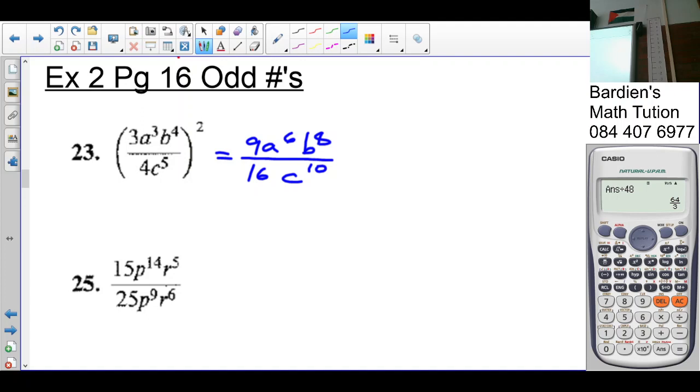Let's look at the next one. 5 goes into 15? 3 times. 5 into 25? 5. So it's 3 over. Now what? Where's there more P's? Top. It's going to be P to the 5, as 14 minus 9 is 5. Okay? Where's there more R's? Bottom. 6 minus 5 is 1. So I can just leave it like that. Okay?